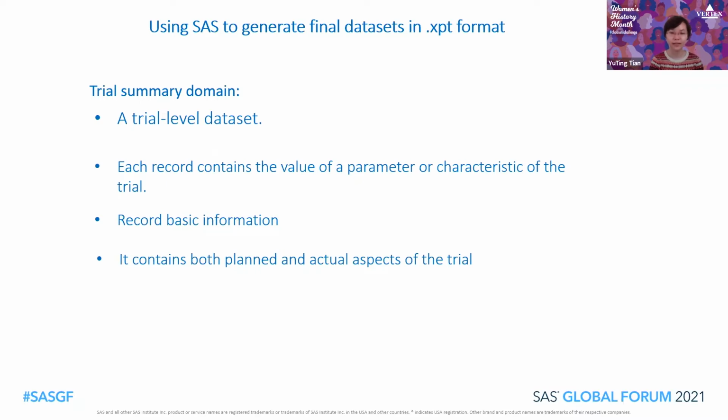So first, here you see the trial summary domain is a trial level data set, and each record contains a value of a parameter or characteristic of the trial. And it also records basic information about the study, such as a protocol title and trial phase, etc. It contains both planned and actual aspects of the trial.